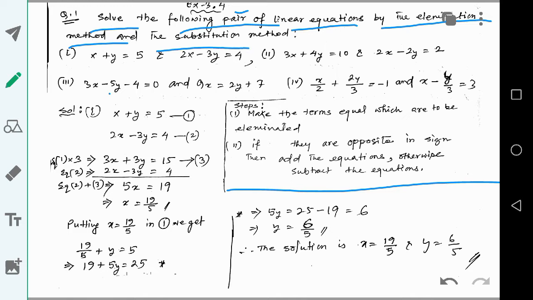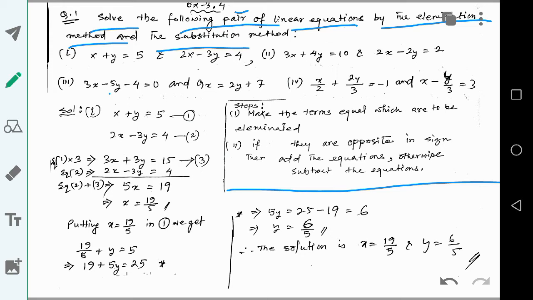As I have already shown you how to solve a pair of linear equations by the substitution method in the last exercise 3.3, we have already learned how to solve a pair of linear equations by substitution method. So here I'm going to show you only the elimination method.